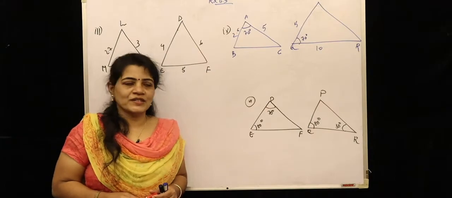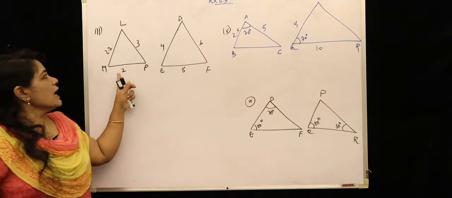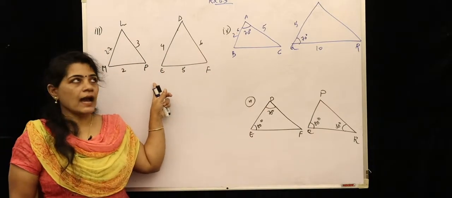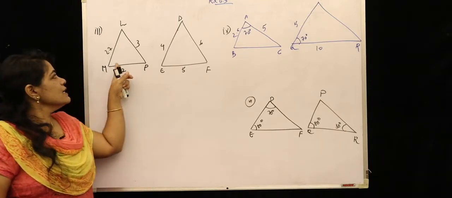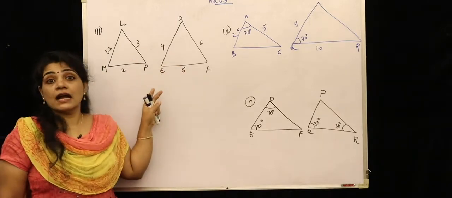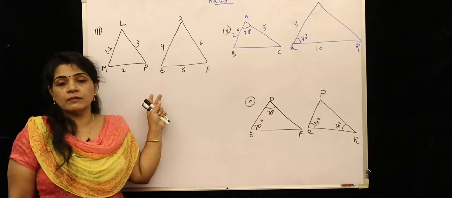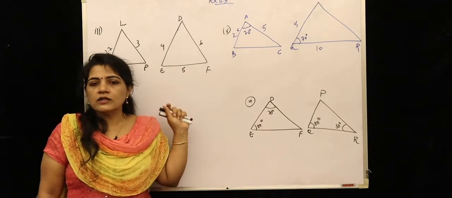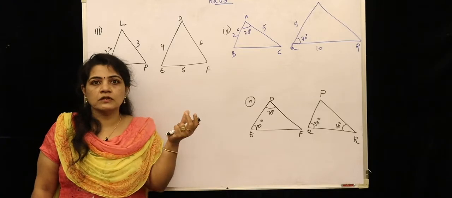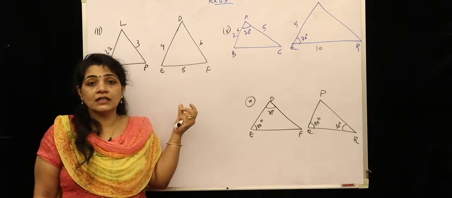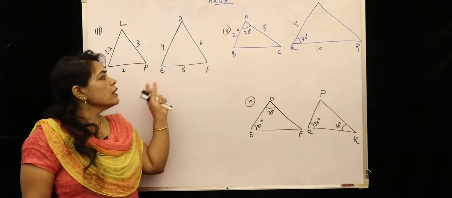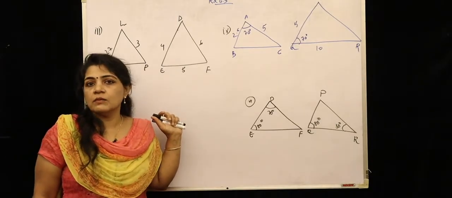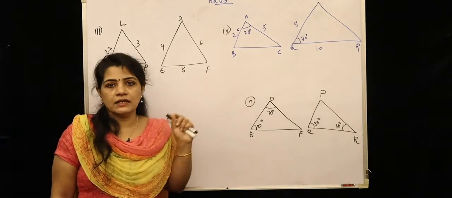Now the third question. Here we have triangle LMP and triangle DEF. Also, nothing is given in terms of its angles. We are given the sides, the measurement of sides. Okay, so we are going to take the ratios. If the ratios of all the three sides are proportional, the same proportion, you can say that these two triangles are similar under SSS criterion.